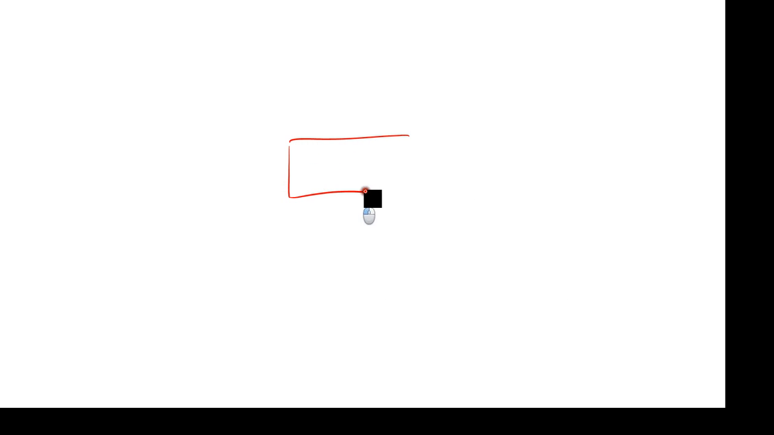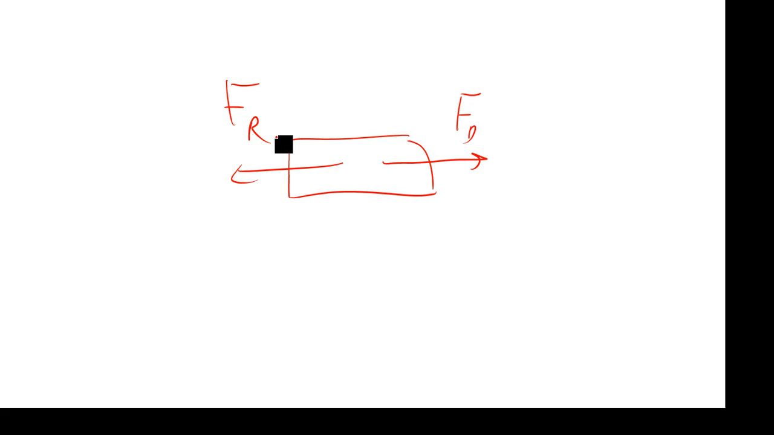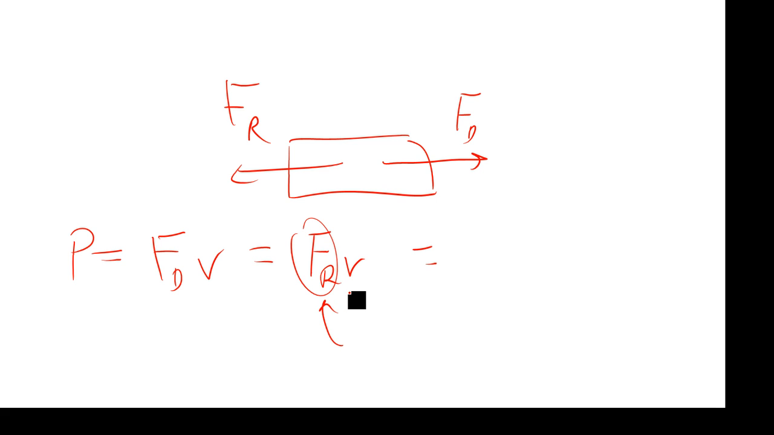If it's traveling at terminal velocity, FD and FR must be equal, right? So power is driving force times velocity. At terminal velocity, FD equals FR, so it's FR times velocity. And FR we have found in an earlier part says BV squared, times V, so you get BV cubed. Okay, so that's the equation that you should be using. Any questions here?